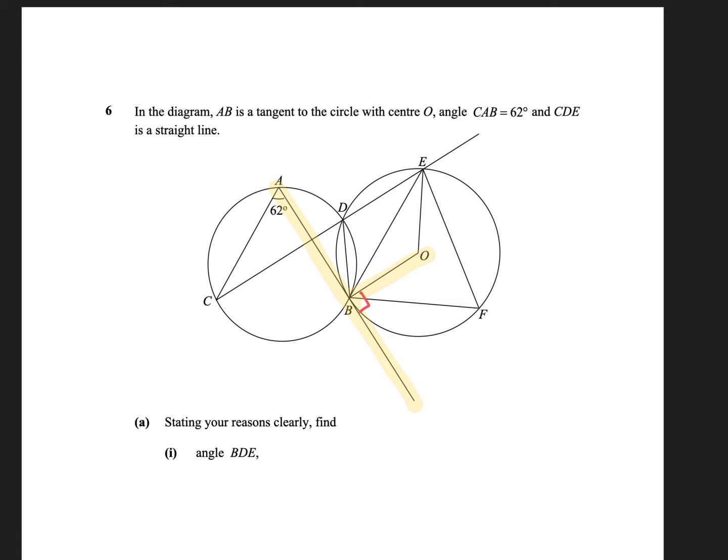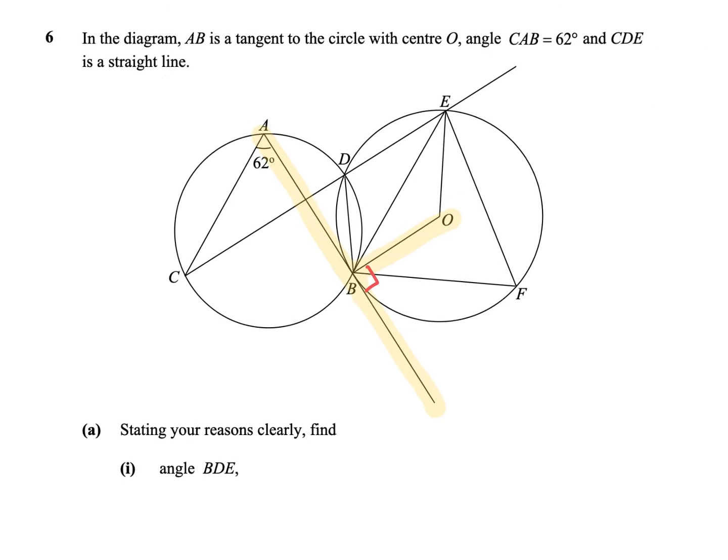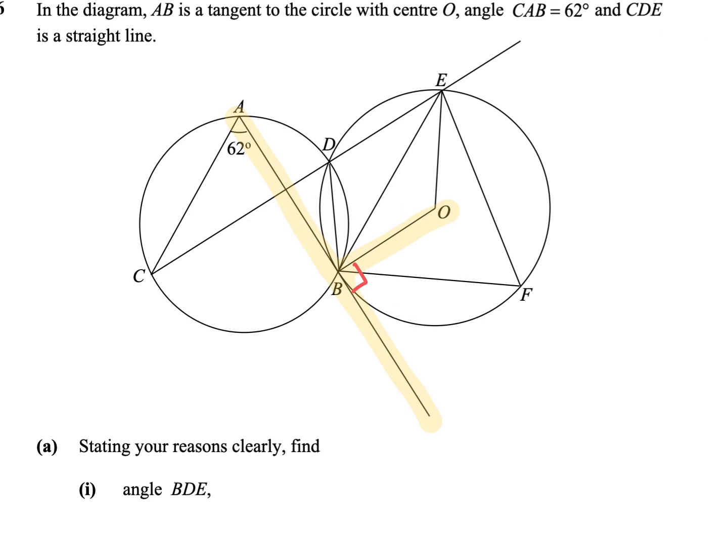Cool. So part A is stating your reasons clearly. Find angle BDE, and so let's label that. We're trying to find BDE, which is this angle. Okay, and so here's how I think about it. It's part of this triangle. This is the first thing I noticed. And I don't know much about this triangle, if anything at all. The only angle I'm given is this. And I deduced from what they told me that this is 90 degrees. But this 90 degrees is not even part of this shape. So maybe let me look at this 62 and see what I can deduce from this 62.